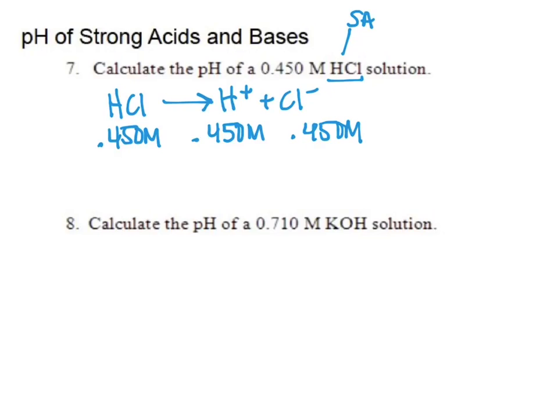Which one of these do we calculate our pH off of? The H. So we need to take the negative log of the 0.45 molar to get the pH. We have 3 sig figs, so we need 3 decimal places. 0.347.